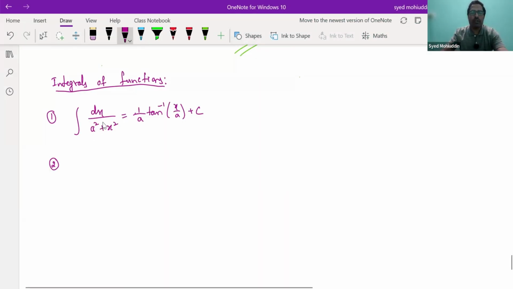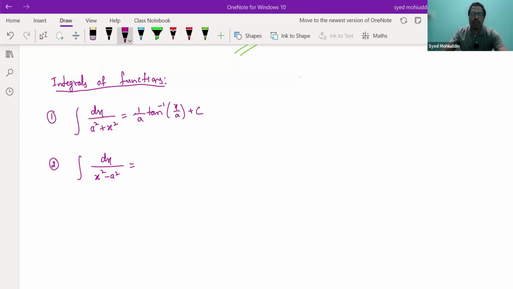So when you have the integral of dx by a square plus x square, the formula will be 1 by a tan inverse of x by a. Whether it is in the form of a square plus x square or x square plus a square, in both cases the formula will remain the same. Now suppose there is a negative sign. Suppose you have the integral of dx by x square minus a square. How can we get the formula for this one?